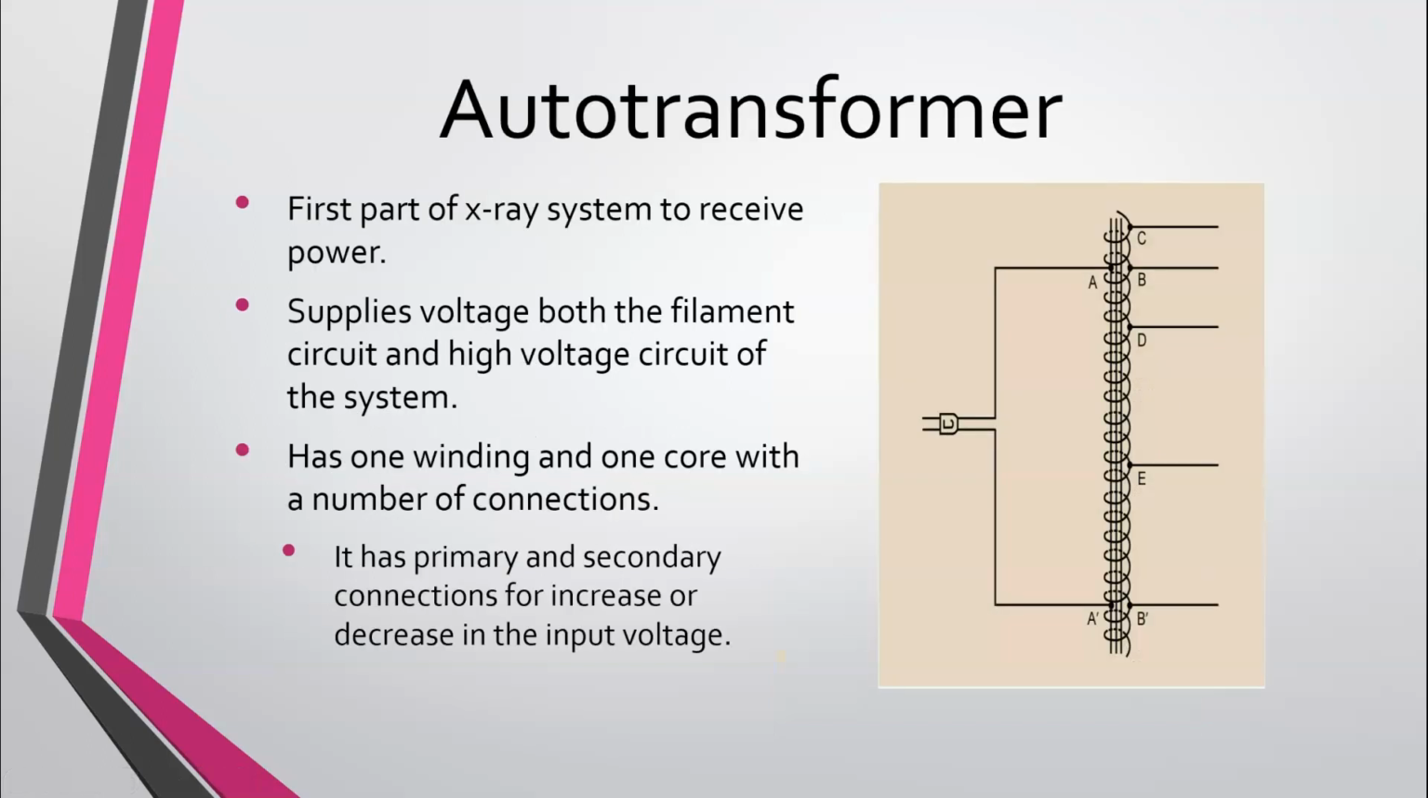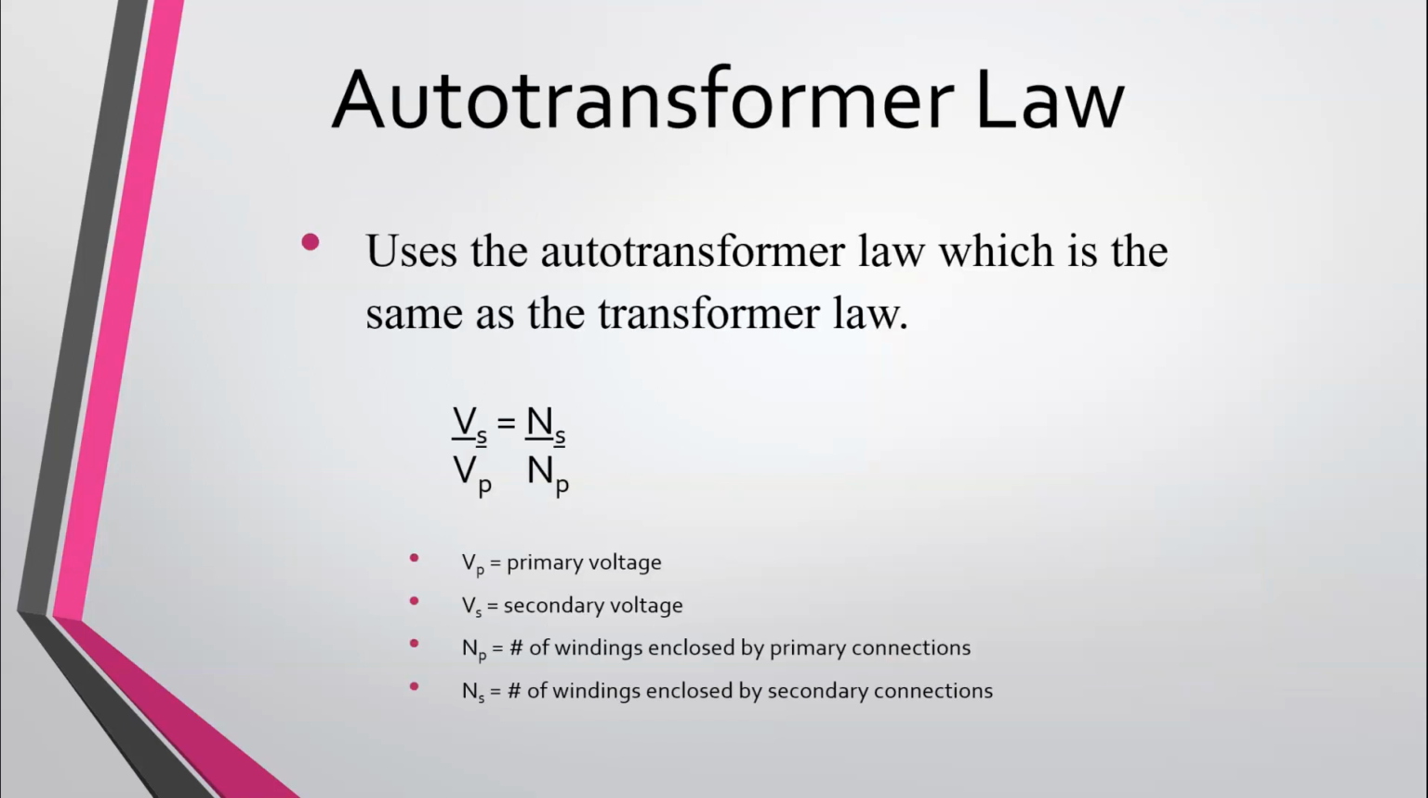The auto transformer, the first part of the system to receive the power, supplies the voltage to both the filament and the high voltage circuit of the system, and has one winding and one core with a number of connections. It has primary and secondary connections for increase and decrease of input voltage. All right, so the auto transformer uses the auto transformer law, which is the same as the transformer law. So voltage secondary over voltage primary is equal to number of windings secondary over number of windings primary.